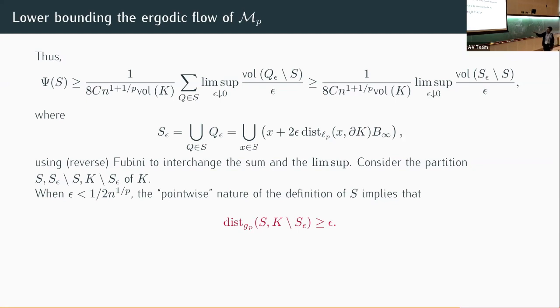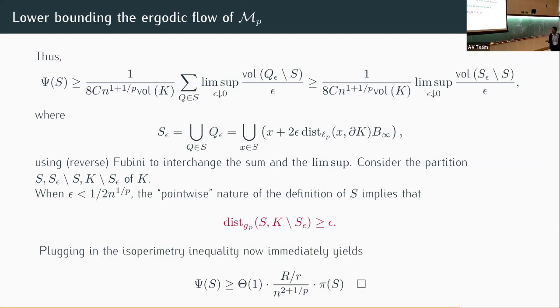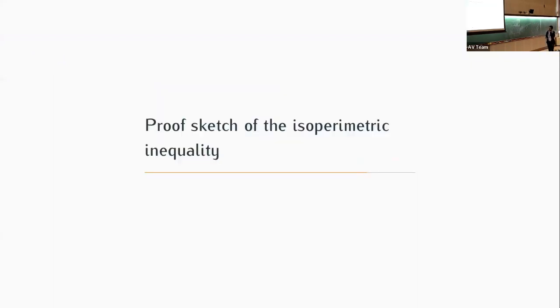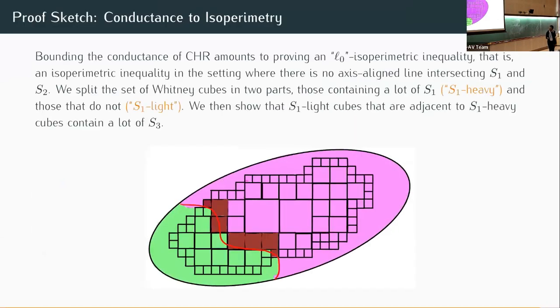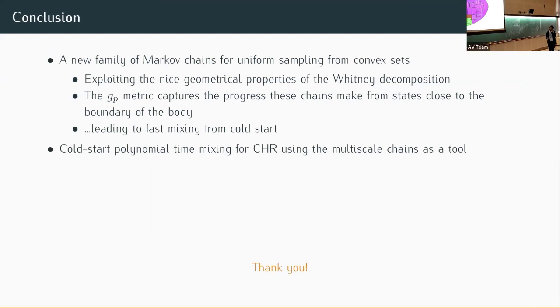When that is small, the distance of S from the complement of S epsilon is actually large in the GP metric. So K minus S epsilon is actually far from S in the GP metric. Now we can use the isoperimetric inequality to bound this, and that immediately gives the connection. I'll just stop here and not give the sketch of the isoperimetric inequality or the connection to coordinate run.